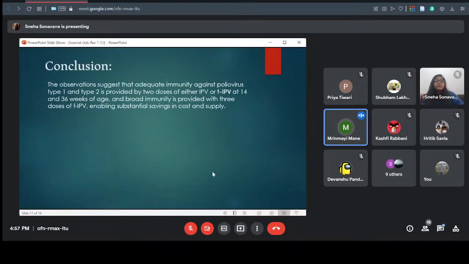So to conclude this paper, the observation suggests that adequate immunity against poliovirus type 1 and type 2 is provided by 2 doses of either IPV or fractional IPV at 14 and 36 weeks of age, and broad immunity is provided with 3 doses of fractional IPV, enabling a substantial savings in cost and supply.